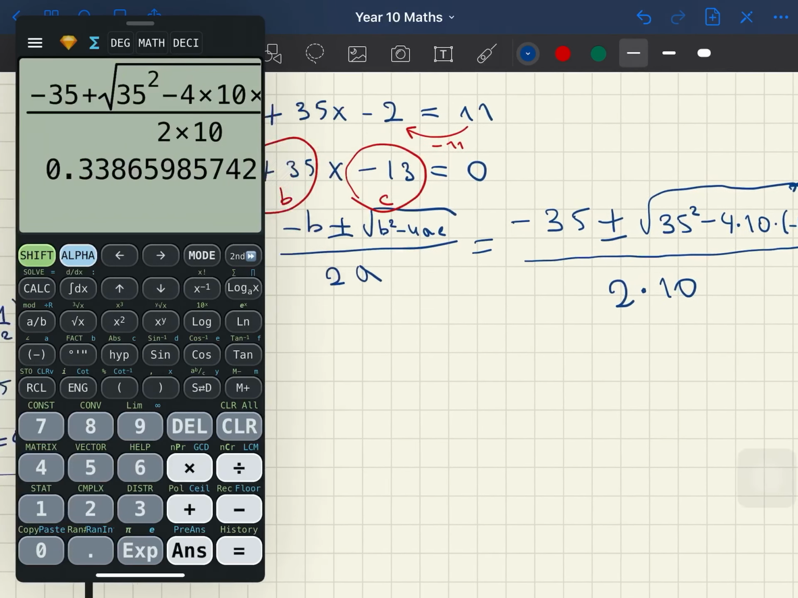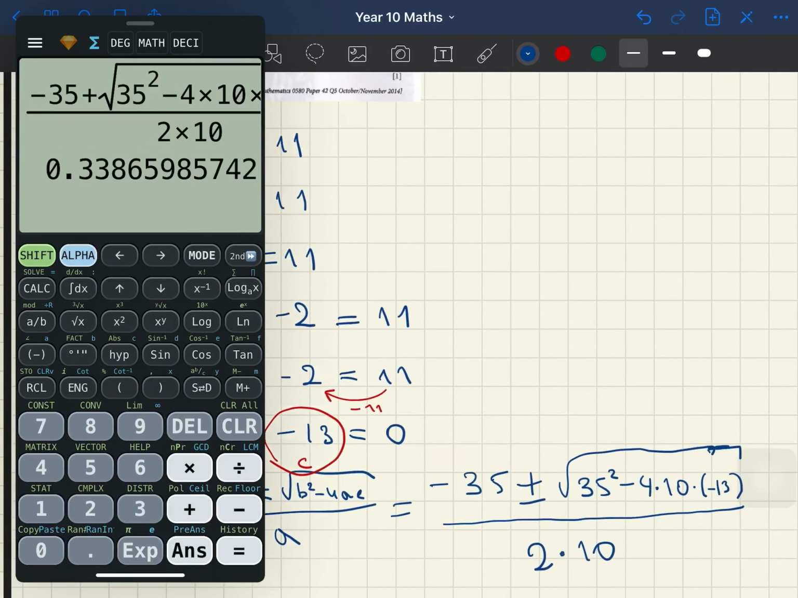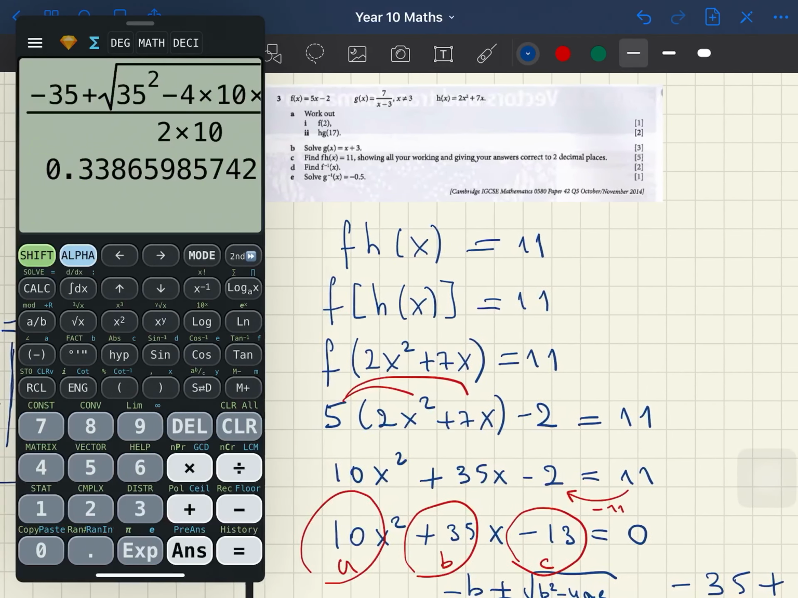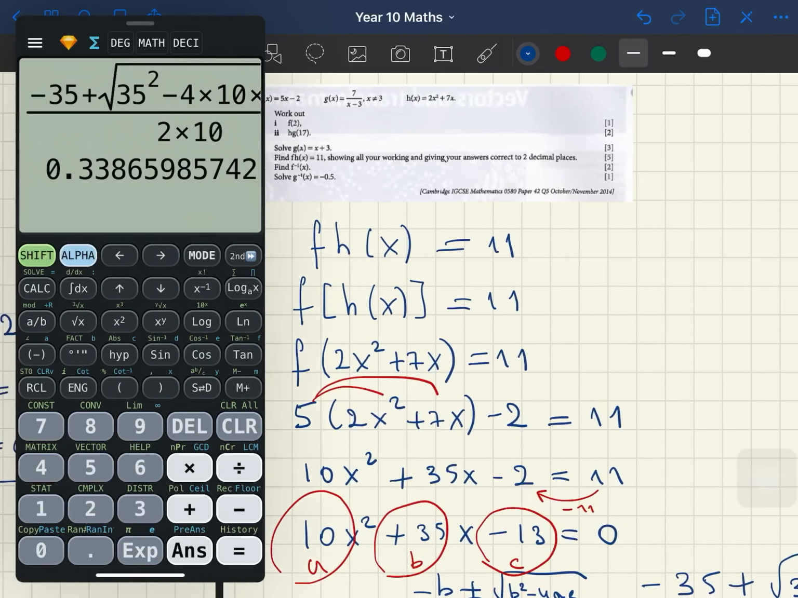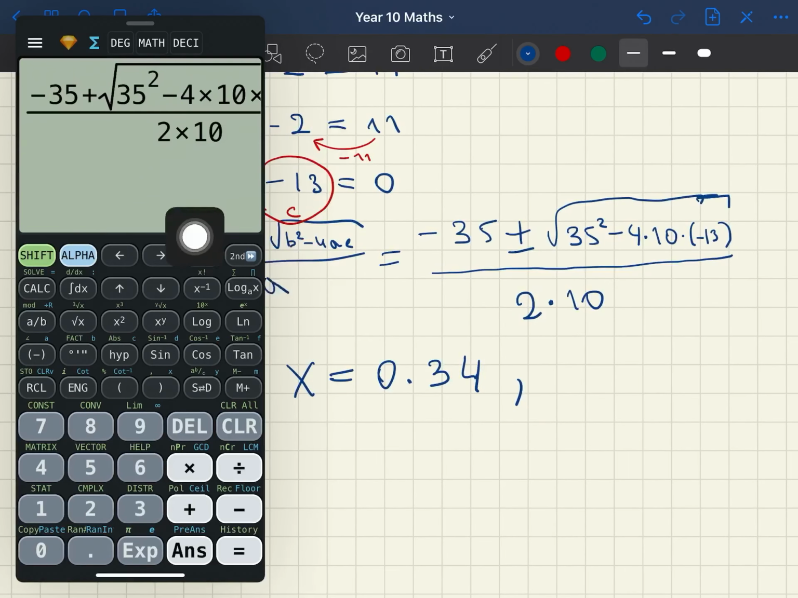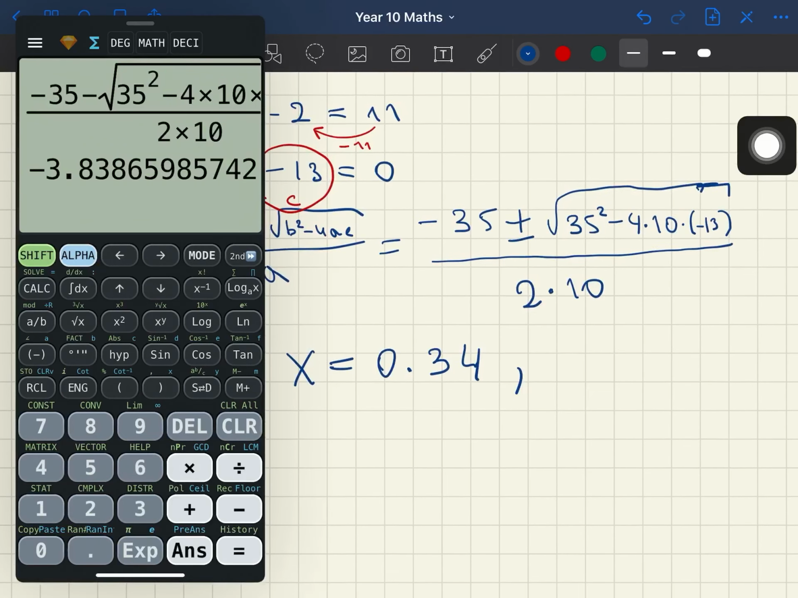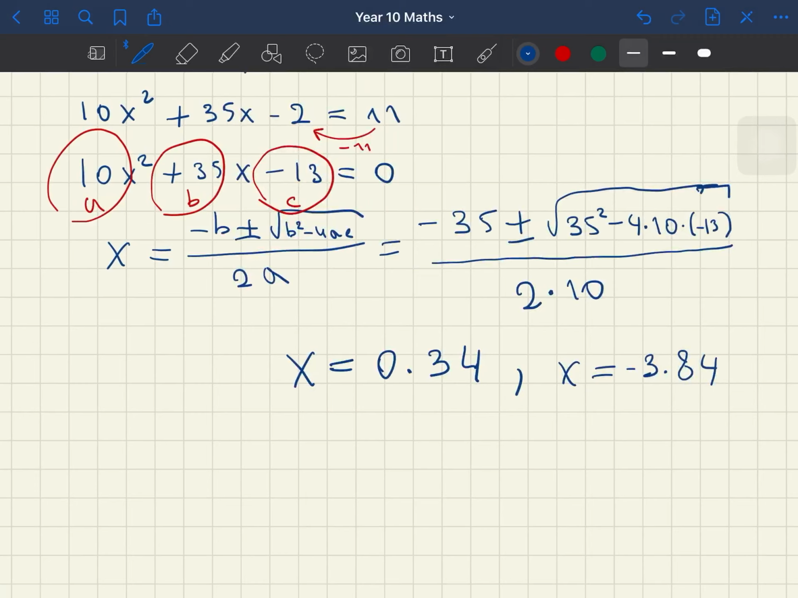Let's write it. So x equals 0.30. I think they say to 2 decimal places, right? They say write your answer correct to 2 decimal places, you see, in 3c. Yeah, so you write x equals 0.34. And now you see what we can do is we can replace plus with a minus, and we would get x equal to minus 3.84. This is our x here.